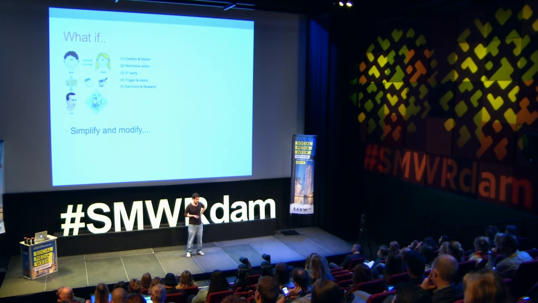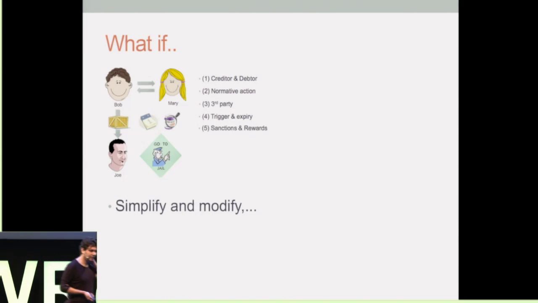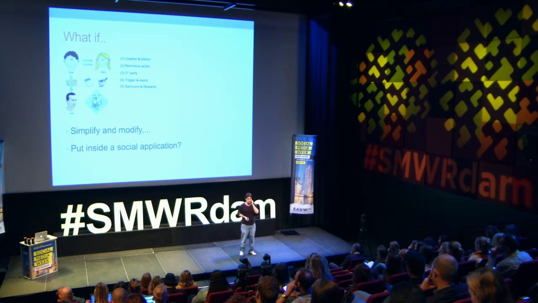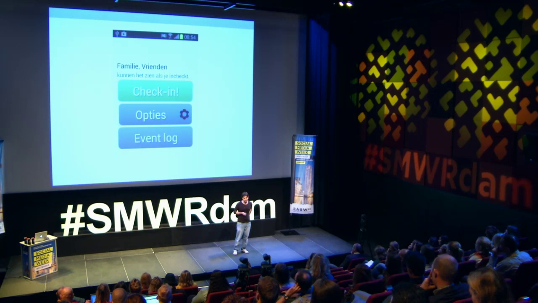So what if we take this concept of agreements and we simplify it and modify it to fit our needs, and we put it inside a social application? Well, at TU Delft, we have the perfect application to try this out. We developed a mobile app for children to share their check-ins with parents and friends. The idea was that we wanted to create a social support platform for children between 6 and 12 so that we can help them make new friends and stay safe and all that. An app was developed. But let's just remember that for a moment. We'll get back to it.